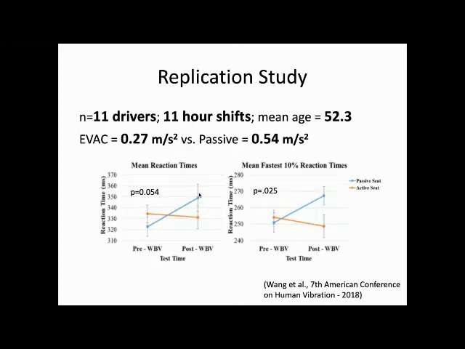We did another study in Chilliwack, British Columbia, a similar study to look at different seats and their effects on vigilance. In this study, we recruited 11 drivers. They drove for 11 hours per shift. Mean age was also similar, and the vibration exposures between the two seats were also similar. And we got similar results in the mean reaction times and fastest 10% reaction times. This was just presented at the 7th American Conference on Human Vibration just this July.